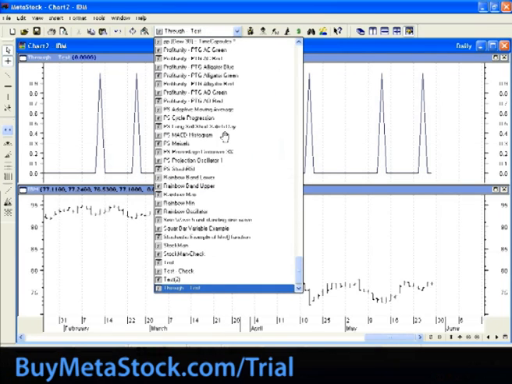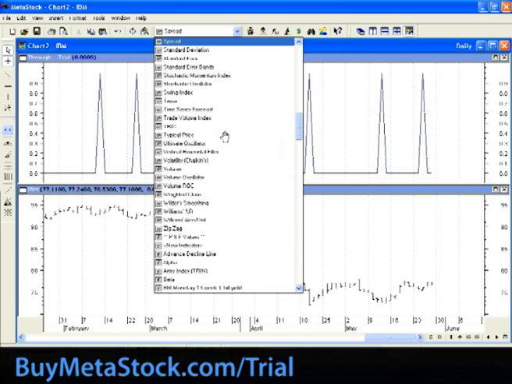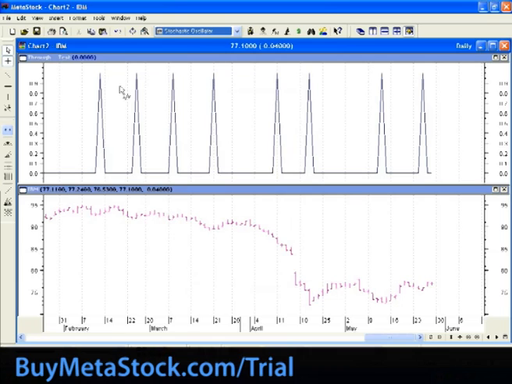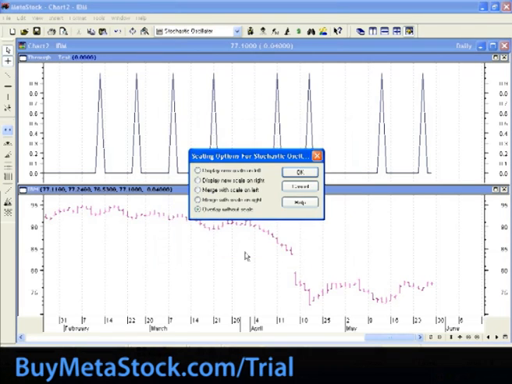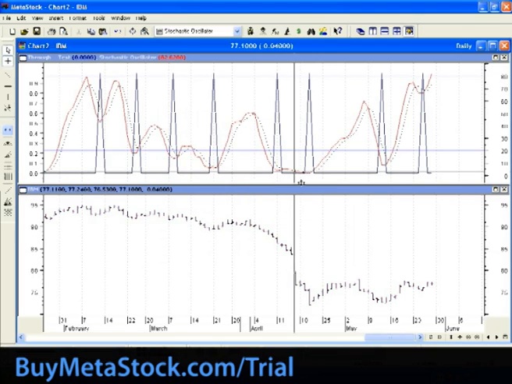Let's just take a look at what it found, let's just plot a stochastic quickly here. So we'll do a stochastic oscillator. Let's put it on top, why not? And then we said 14, 3, right? Then we'll do merge with scale and right. Alright.